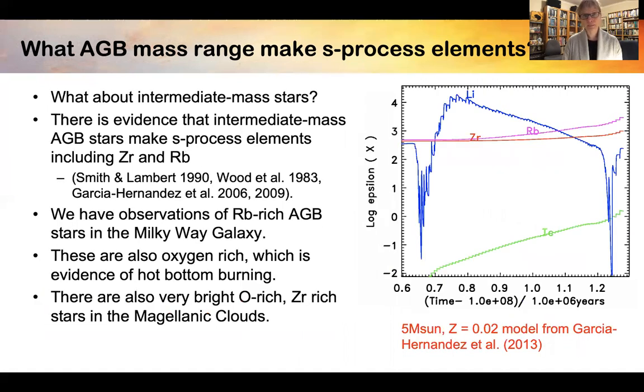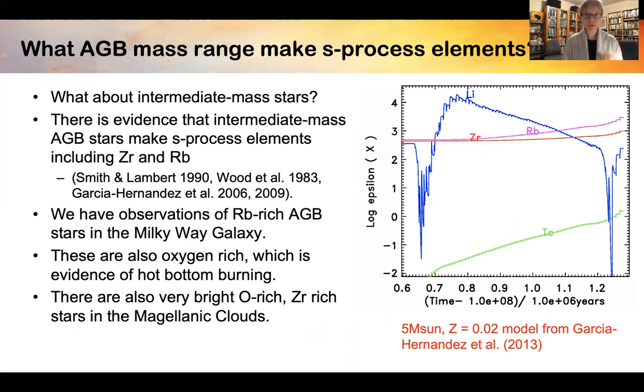What about intermediate mass stars? Do they make s-process elements? Well, there is evidence, but it's less compelling. Here I mean stars more massive than about 3 or 4 solar masses. These stars have what we call hot bottom burning, if you recall. This is where the base of the envelope gets hot enough to sustain proton capture nucleosynthesis.